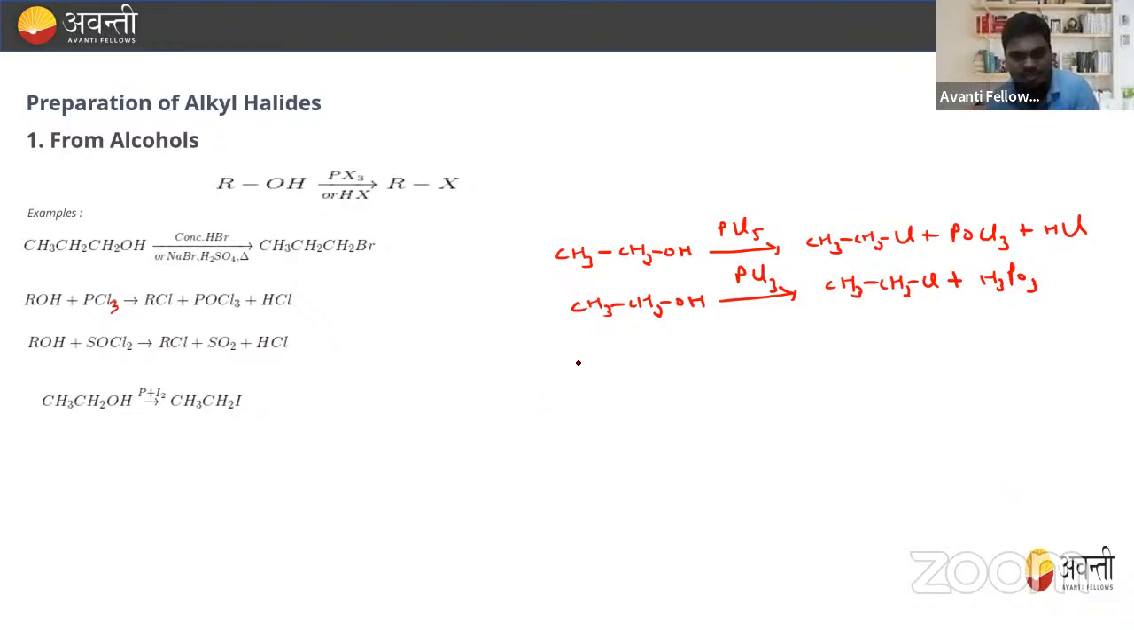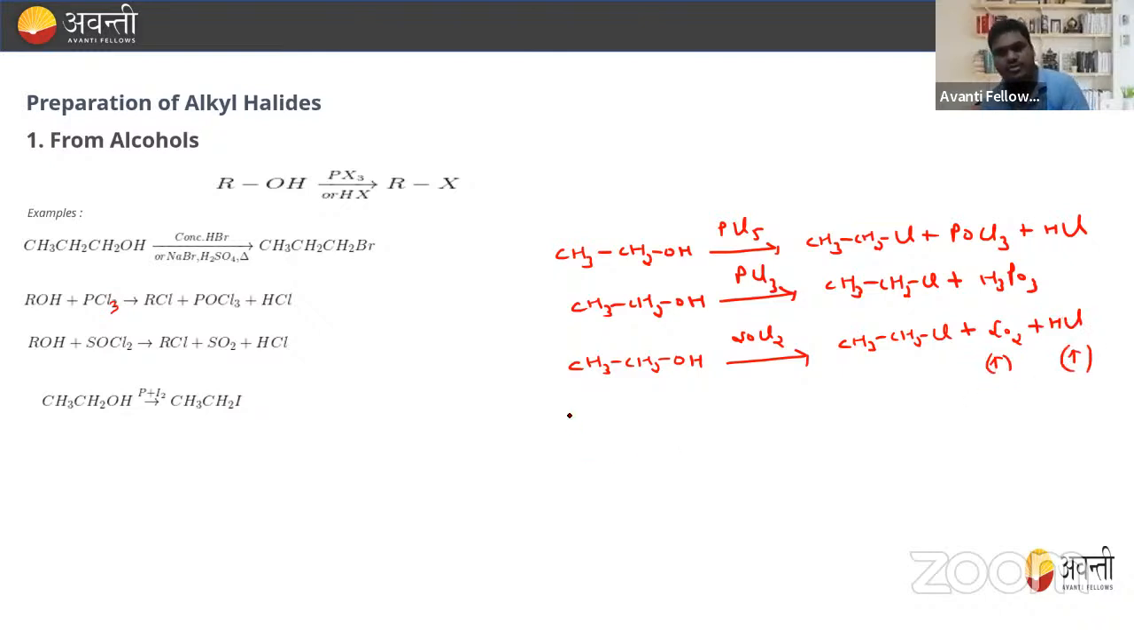Okay. Now one of the best methods here is when you treat CH3CH2OH with SOCl2. With SOCl2, you will get CH3CH2Cl plus the byproducts SO2 plus HCl. Both are gases, so they are easily removed, right? This is one of the best methods, known as the Darzens process, for the preparation of alkyl halide from alcohol, because in this SO2 and HCl are produced in the vapor phase.